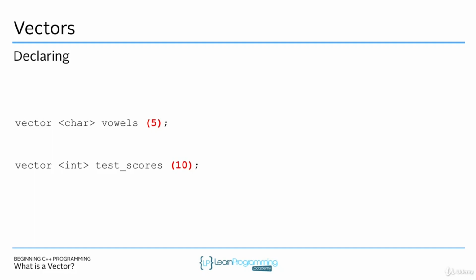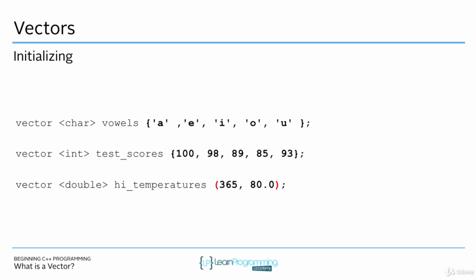We can also use initializer lists as we did with arrays to initialize vector elements. In the first example, we declare and initialize the vowels vector to the characters A, E, I, O, U. Note that there are single quotes around the character literals, not double quotes. In the second example, we declare and initialize a vector named test scores to the integers 100, 98, 89, 85, and 93.